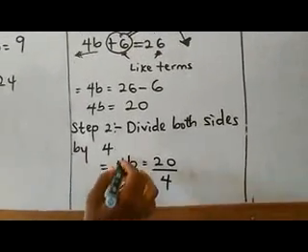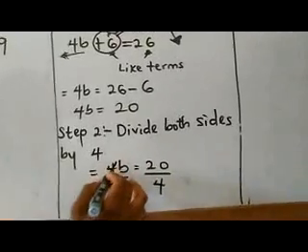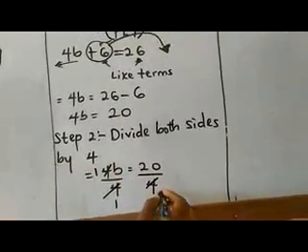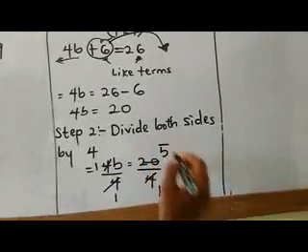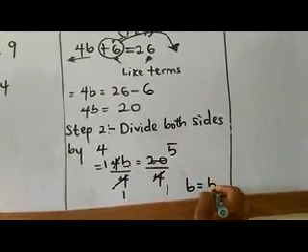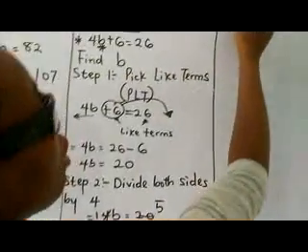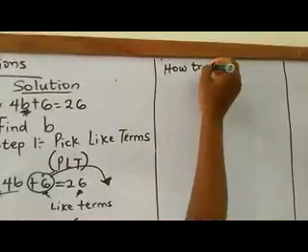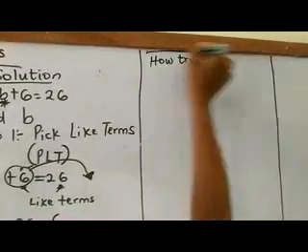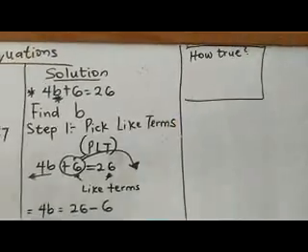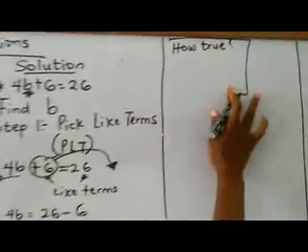So 4 cancel 4 is 1. 4 cancel 4 is 1. Then 4 here is 1. 4 in 20 is 5. So b is 5. B is equal to 5. How true? Let's look at the how true. How true is it that b is equal to 5? So anywhere we see b, we are going to put 5.